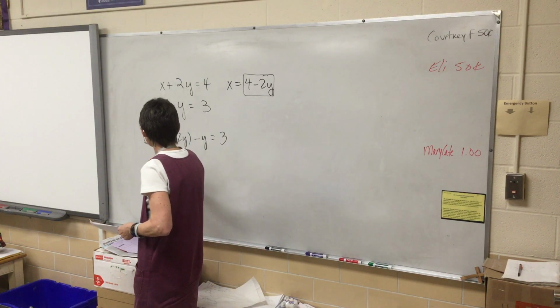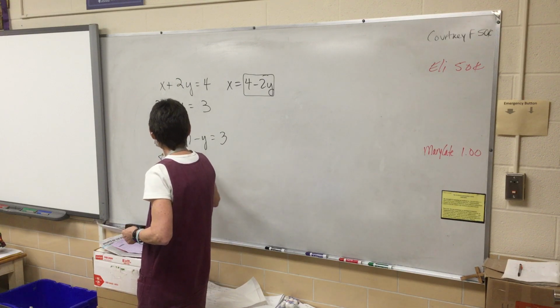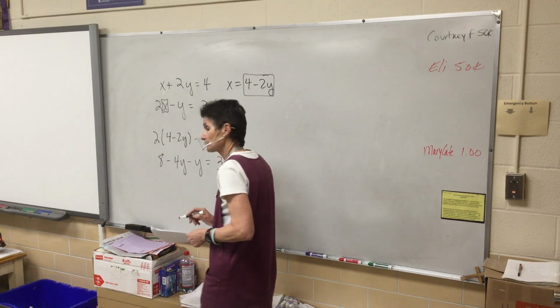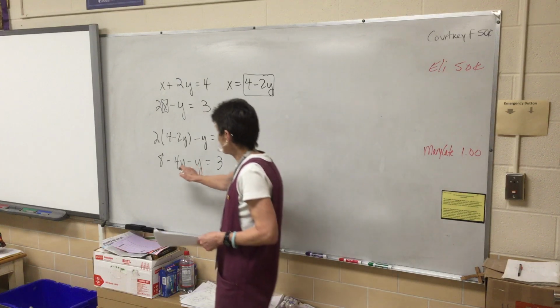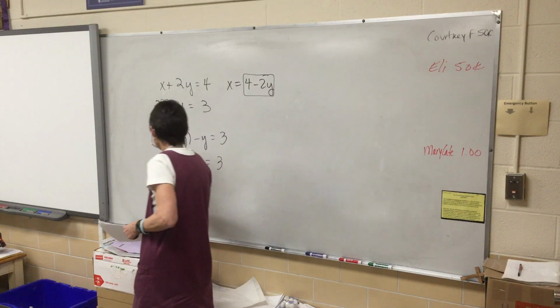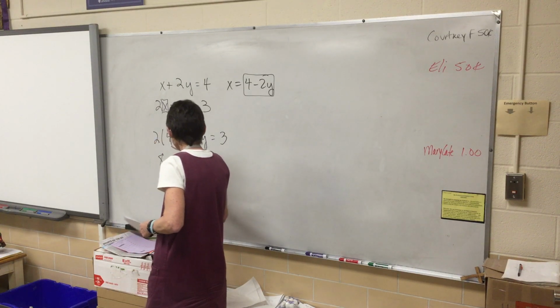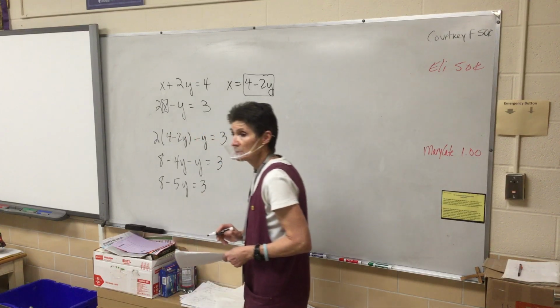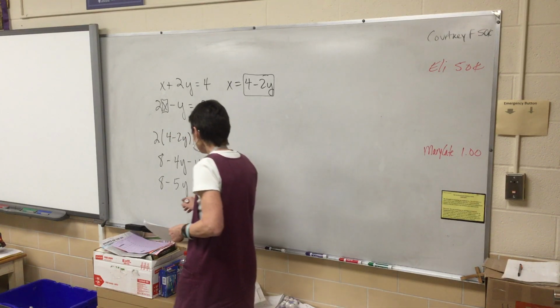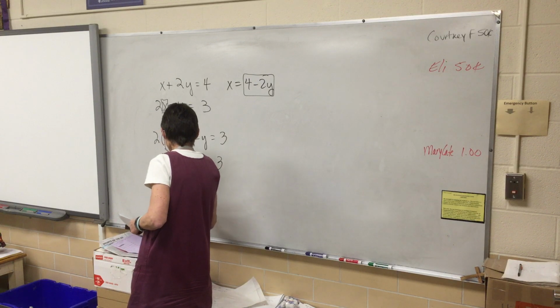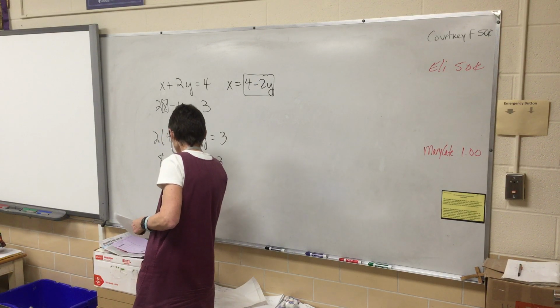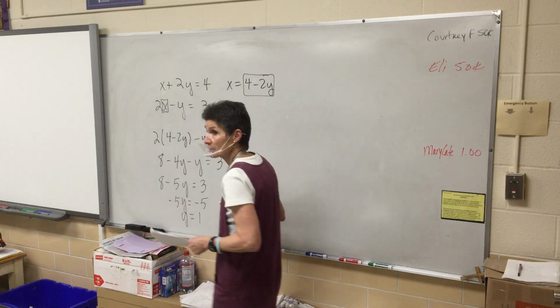So we'll do the distributive. So 8 minus 4y minus y equals 3. Then we can combine our y's. So 8 minus 5y equals 3. Then we'll subtract the 8. So negative 5y equals negative 5. And it looks like y equals 1.